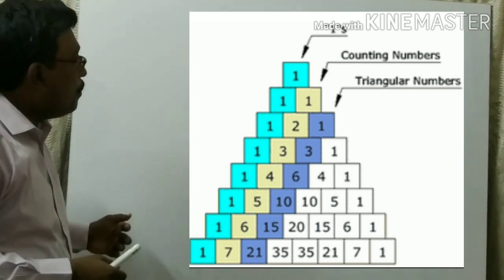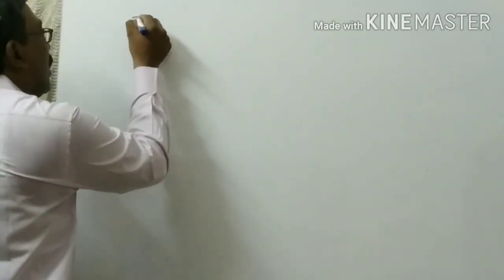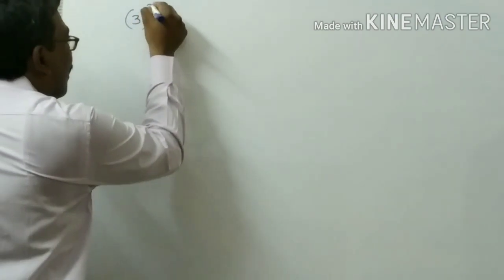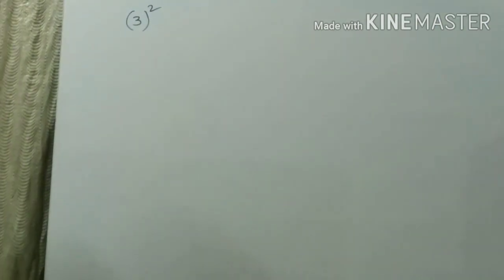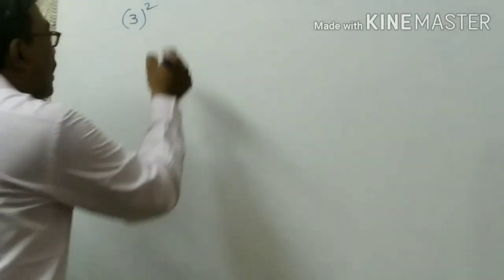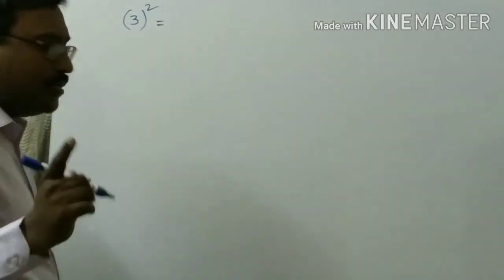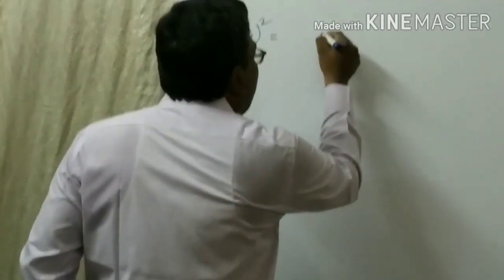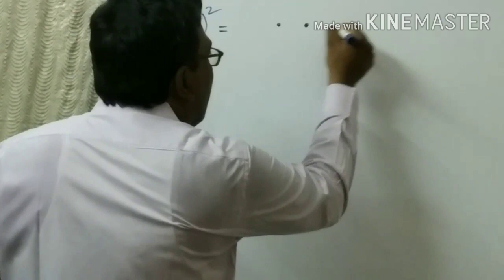We'll go to the next topic. Now the perfect square you can see from one more angle also. 3 square. So 3 square value is how much? That is 9. Right. I'll place 9 dots.